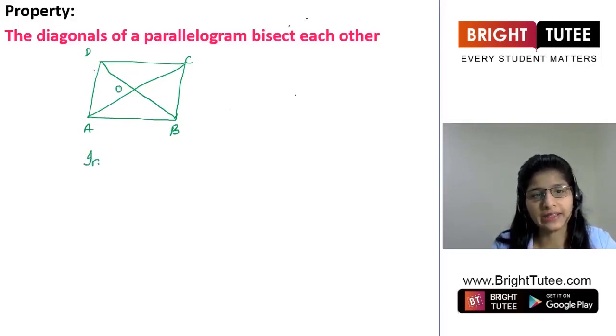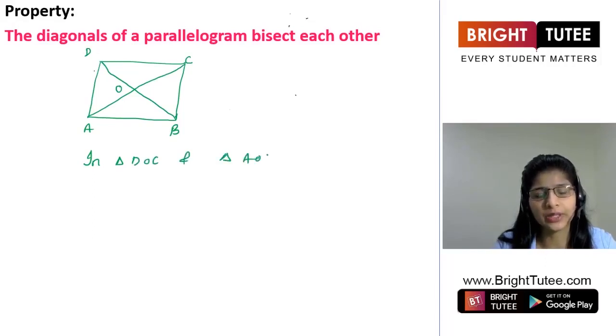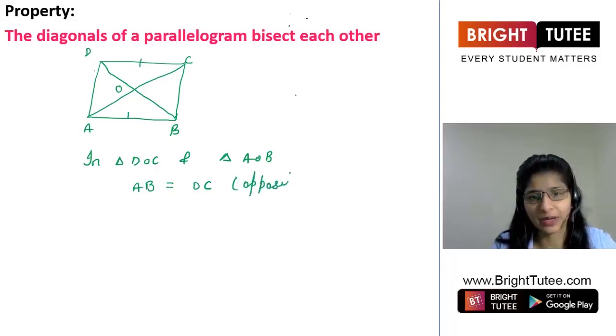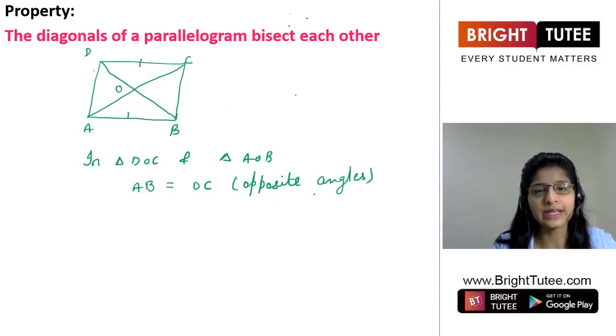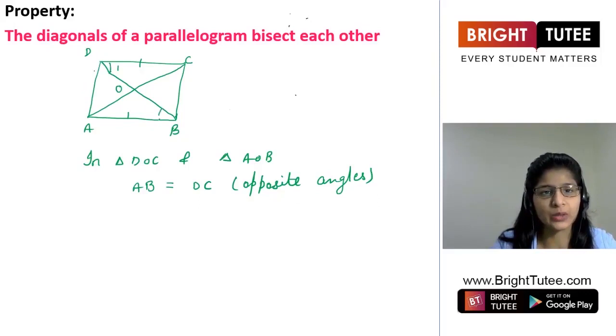Now we'll take triangle DOC and triangle AOB. What do we see in these two triangles? We see that AB is equal to DC. Why? Because these are the opposite sides of the parallelogram. Yes, we have just proved the property. Now the second thing that we can use for making these two triangles as congruent is angle 1. This can be equated to this angle 2. Angle 1 equal to angle 2. Why? What is the reason?